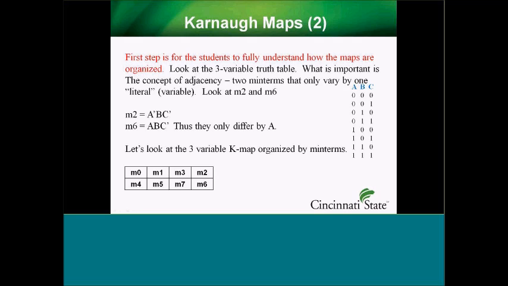So I say, okay, here's the map, organized 0, 1, 3, 2, 4, 5, 7, 6. And the reason it's oriented in this way is that for every cell that you have, the ones that are right next to it and not diagonal from it only vary by one variable. So for instance, you look at M3, it's got 1, 2, and 7 right next to it. Well, that's because it differs in A, B, and C. There's three neighbors.